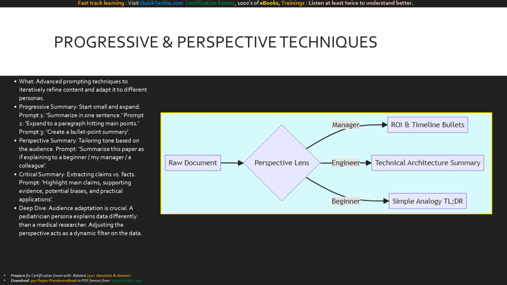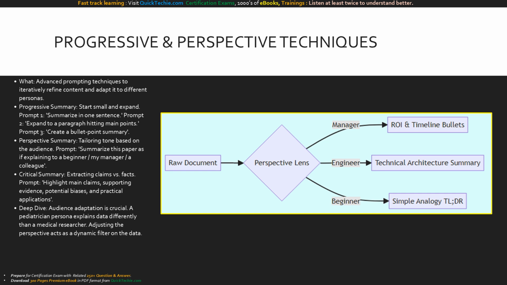Let's explore 2 powerful strategies: progressive and prospective summarization. The progressive summary works in steps. First, ask Claude for a 1-sentence summary, then expand it to a paragraph, and finally to detailed bullets. This helps Claude build a solid logical foundation. Next is the prospective summary. This is where you tell Claude who the audience is.